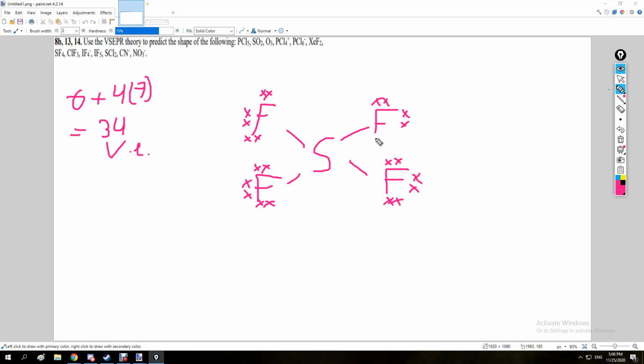So this is 32 electrons. We have 2 left over that we'll put as a lone pair on the central atom. This is AX4E, which is seesaw, and it's a polar shape, so this molecule is polar.